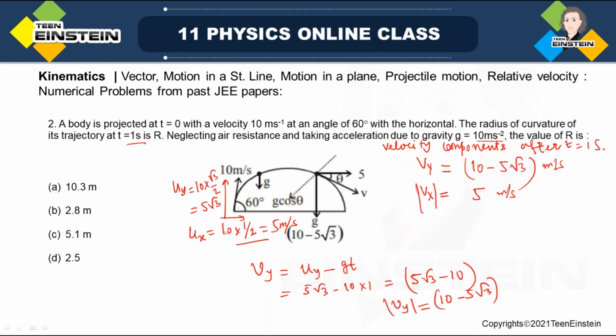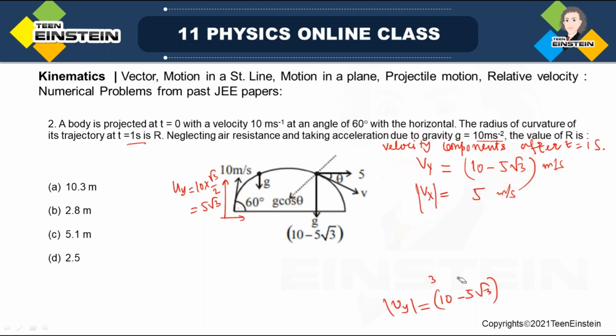Now look, as I said, we have now reached after t is equal to 1 second. We are no longer at the origin. We have reached somewhere at this particular position. So after t second, when we reach this position, what is the angle the velocity is making with the horizontal?